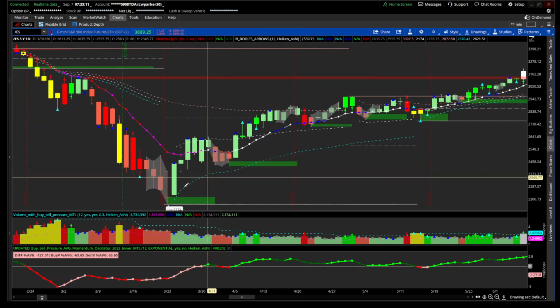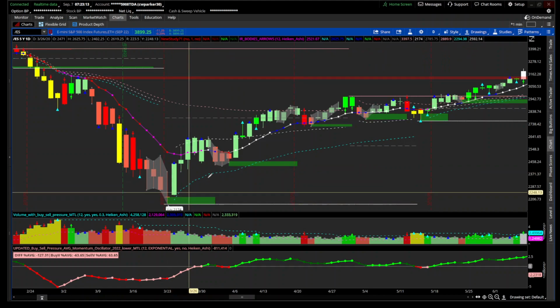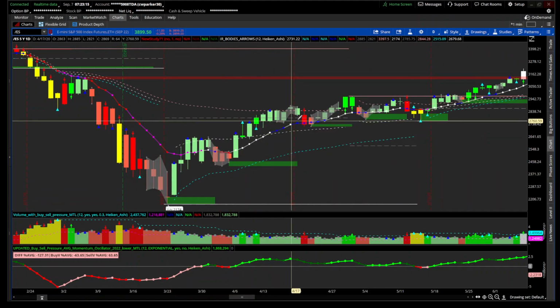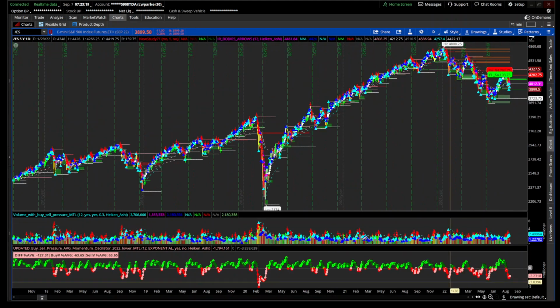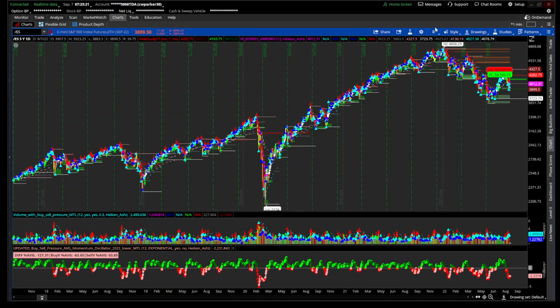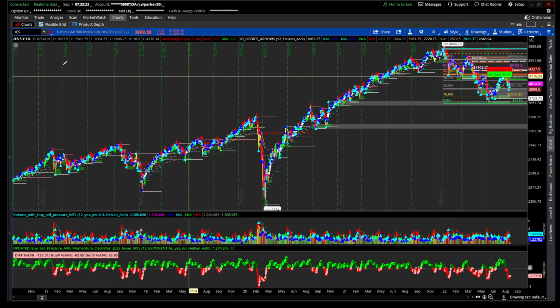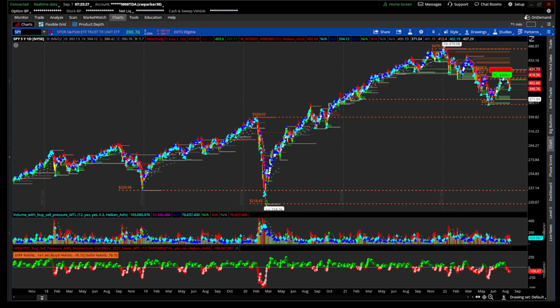You can see right here, it created this demand area, and it pushed above. I just like to see how things work out during that time period, and we can go look at the SPY as well, and it should reflect the same thing.